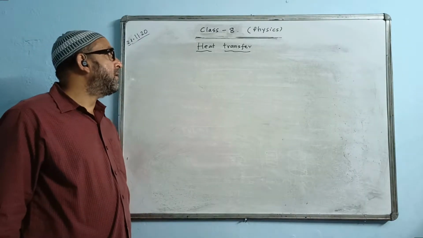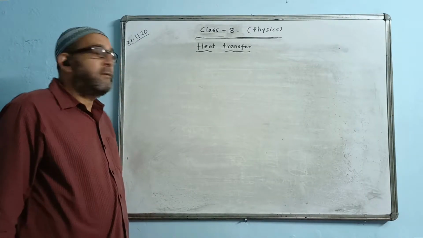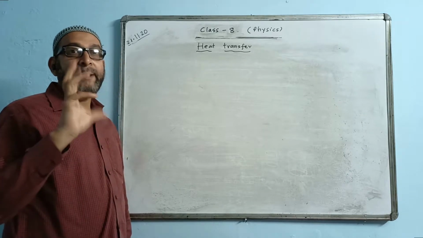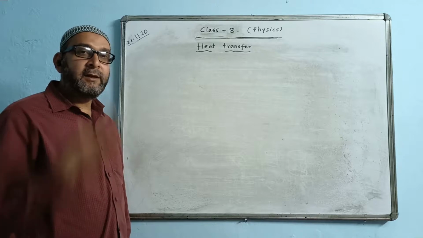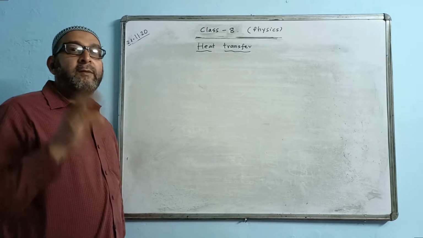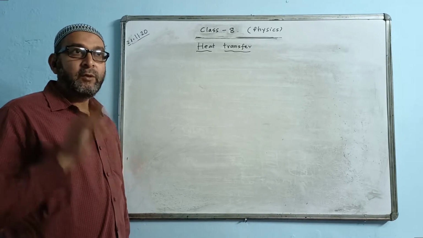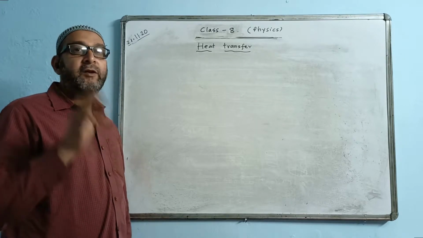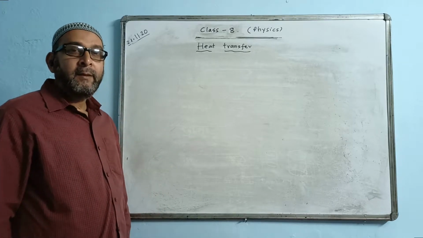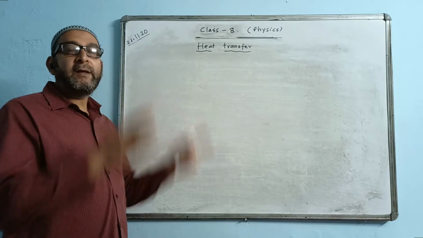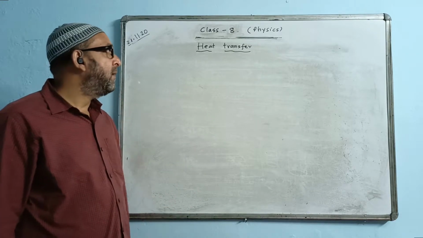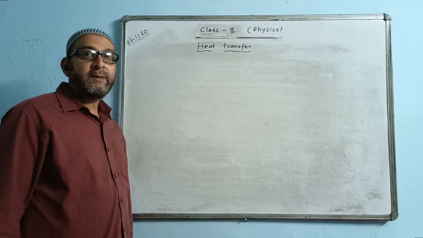Today we will continue with the same chapter, heat transfer. In the previous class I taught you about the types of expansion. There are three types of expansion I told you: linear expansion, superficial expansion and cubical expansion. Linear means lengthwise expansion. Superficial is area-wise expansion, meaning length and breadth both are expanding. And cubical means volume expansion.